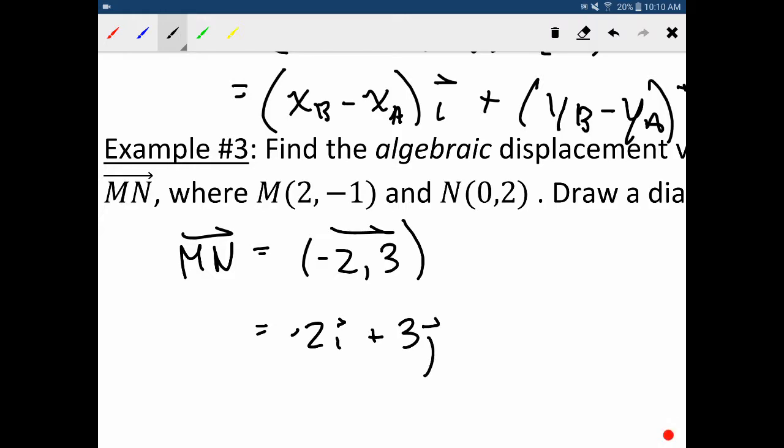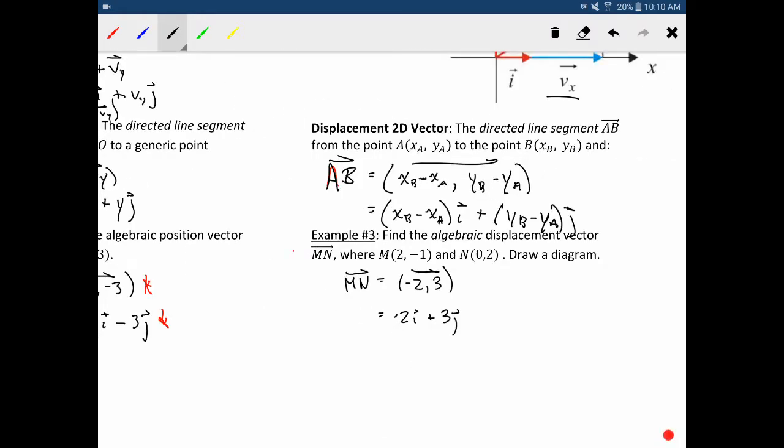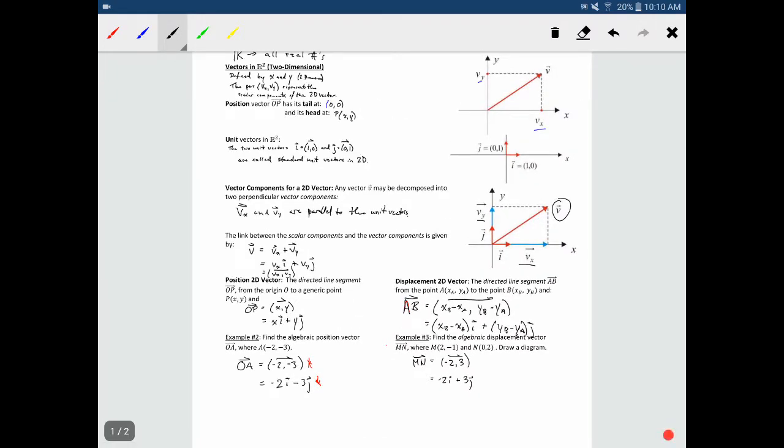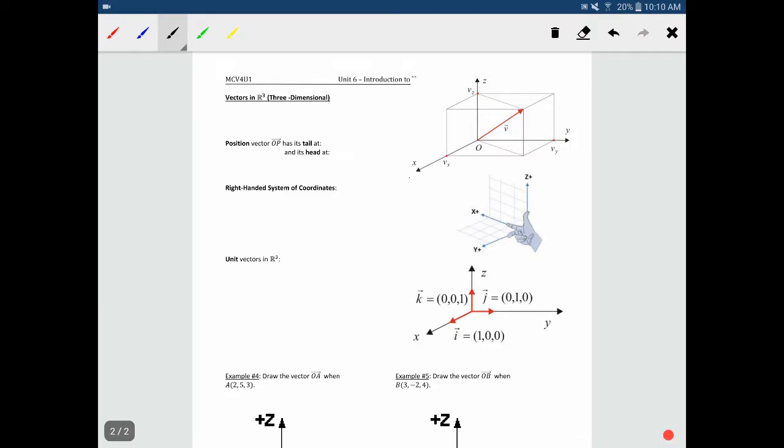So that's that. I know what you're thinking. You're thinking this two-dimensional stuff is boring. Let's do 3 dimensions.